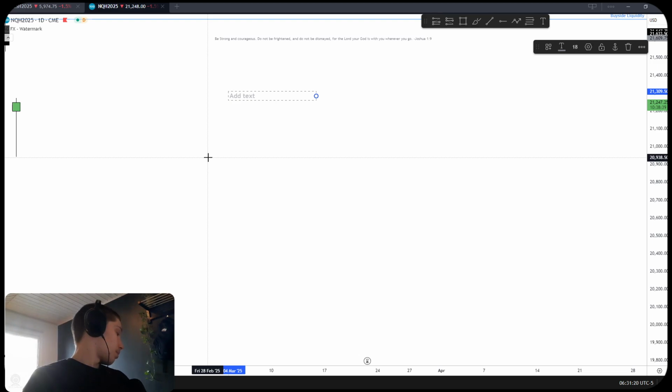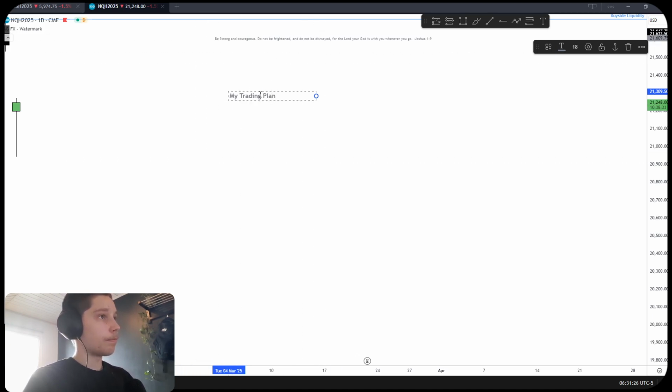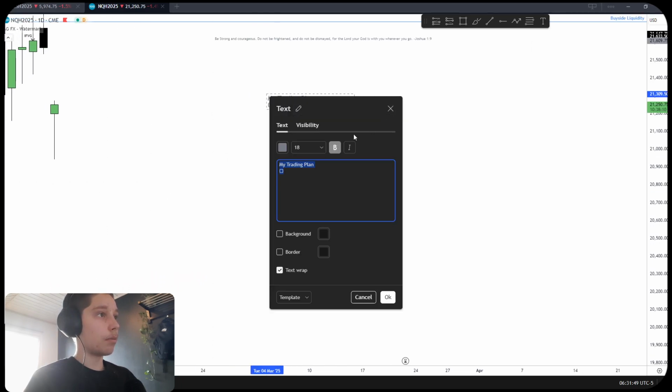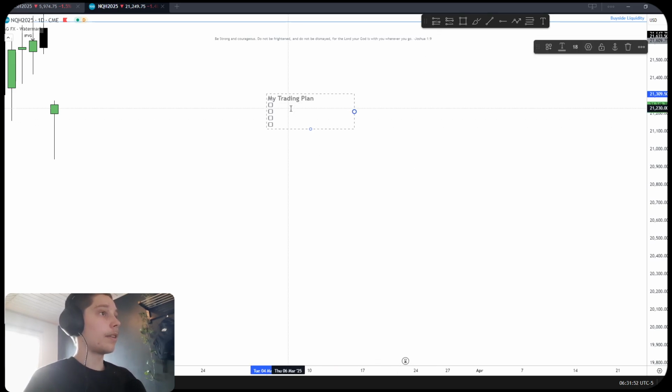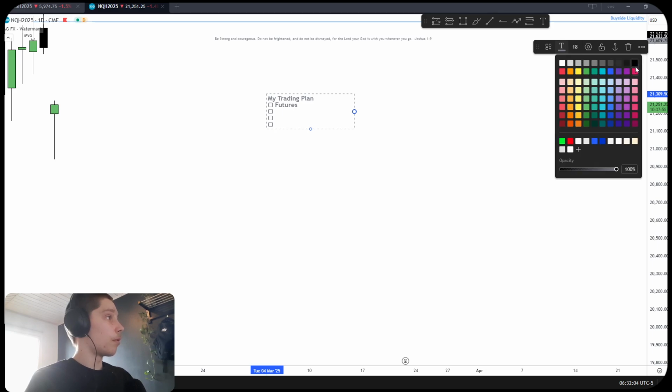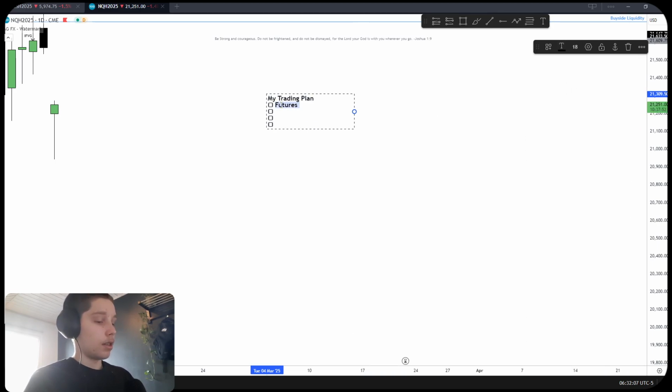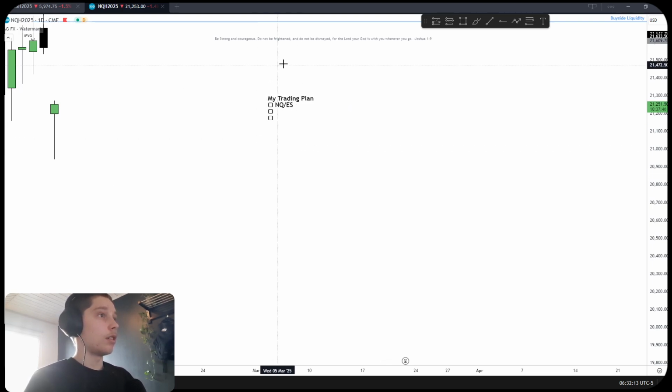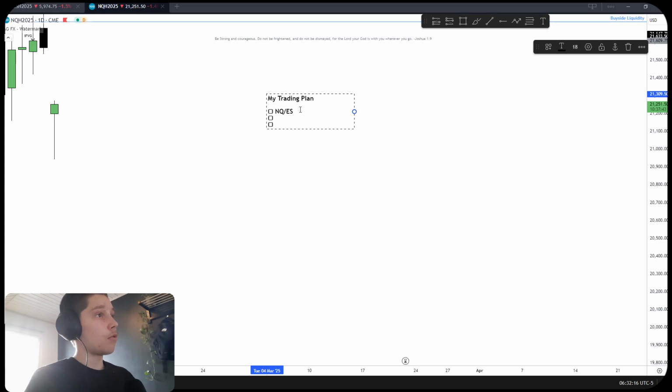So the first rule is my trading plan. There you go. Then I would put check boxes like this, and then we write down the rules. So first of all, the asset that we trade is futures. More specifically, I trade NQ/ES. So that's very simple. Now we have the assets.